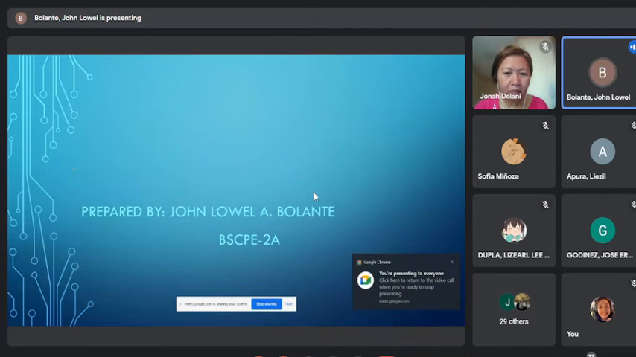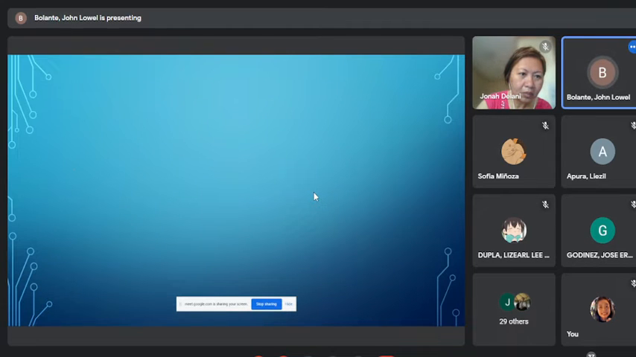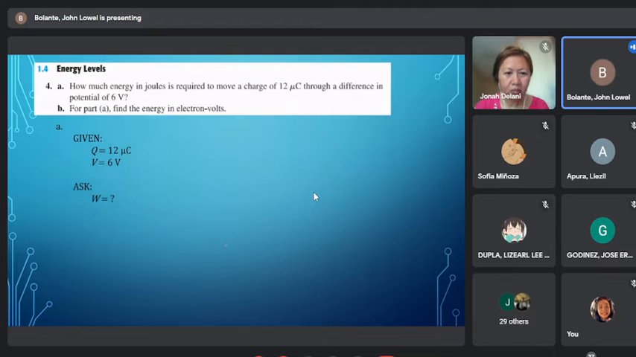Good morning, everyone. I am Jonawel A. Volante, and I am assigned to report for number 4. For question A, how much energy in joules is required to move a charge of 12 microcoulomb through a difference in potential of 6 volts? First, let's identify what are the given and what is asked in the problem. The given are Q, which is the charge, 12 microcoulomb, and the voltage equals 6 volts. What is asked in the problem is the energy in joules.